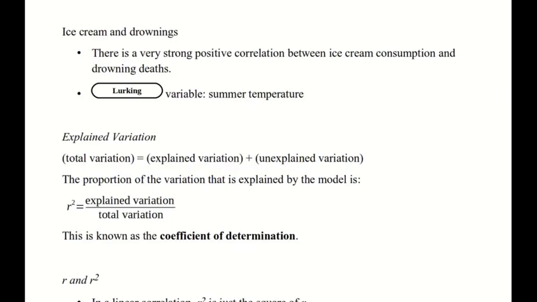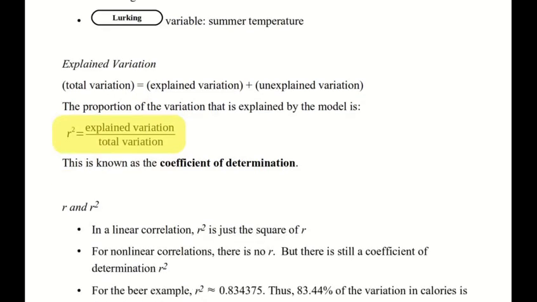Now that proportion of the variation that is explained by the model, that percentage is the quotient of the explained variation over the total variation. And that's r squared in your calculator. R squared is the coefficient of determination. Now this notation is nice because r squared is the square of r. So if you know what r is, you simply square it to get the coefficient of determination. And similarly, if you're given the coefficient of determination, you can take its square root to get r. Now, there is no r for nonlinear correlations, but there is still a coefficient of determination.